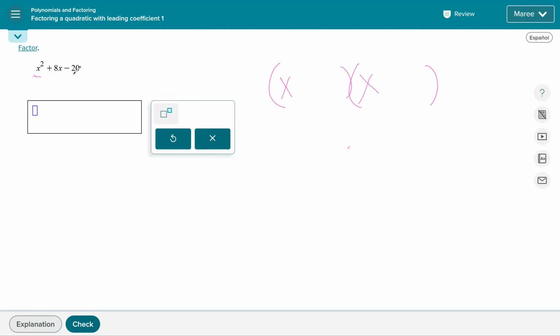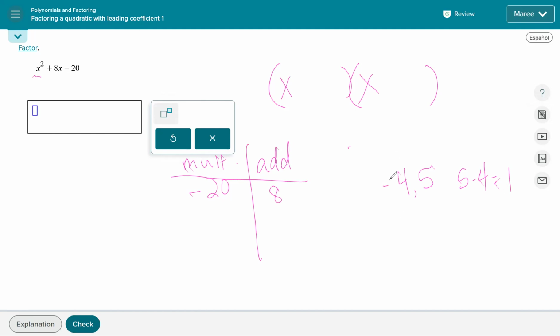Then we look at the last number, -20. We're wanting two numbers that multiply to -20, but the same two numbers will add to the middle coefficient of +8. Okay, so let's look at two numbers that multiply to -20. We have -4, +5. When we add those, we get 1. So it's not going to be that.